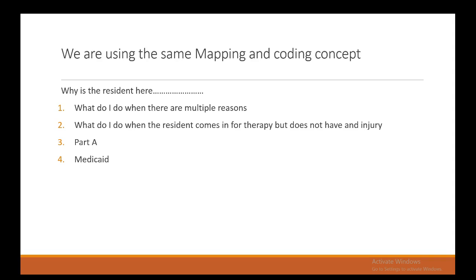That should always be mapped first. What to do when the resident comes in for therapy, but there is not an injury. You all know when it comes to Part A, the acute diagnoses have to always be listed first, and chronic diagnoses are listed first when it comes to Medicaid.